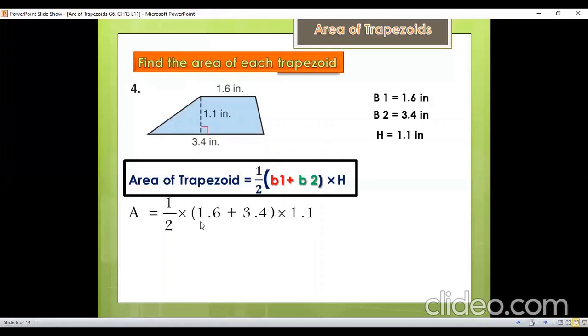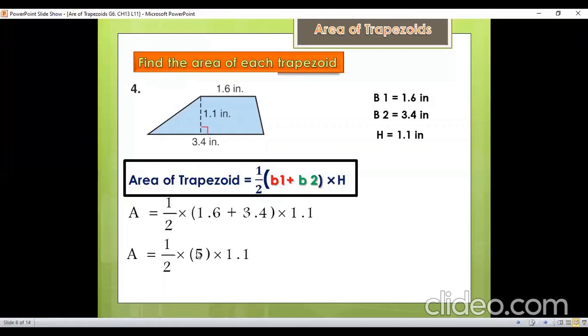Calculate it first. 1 and 3 is equal 4, and 4 tenths and 6 tenths equals 1. Then we can say 4 and 6 equal 10, 0 and carry 1. 1 and 3, 4, 4 and 1 equal 5. Then 1.6 plus 3.4 equals 5. Then the answer is half multiply 5 multiply 1.1. Now you multiply half of 5. Half of 5 is 2.5. Half of 5 means 2 and a half.